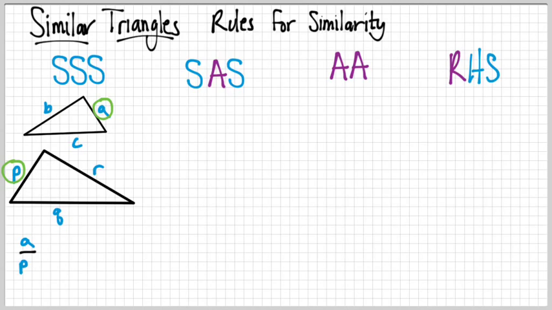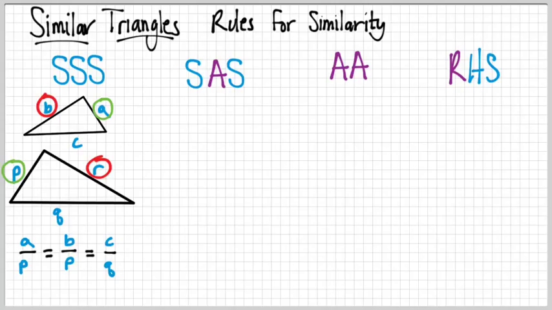So if you take the ratio of A to P, then that's going to be equal to the ratio of other corresponding sides. So say the mid-length side on this triangle corresponds with the mid-length one here, B and R, okay? That first ratio, A over P, is going to be equal to B over R. And finally, those two ratios are going to be equal to the ratio of the longest side on each triangle, C over Q. So they have the same ratio.